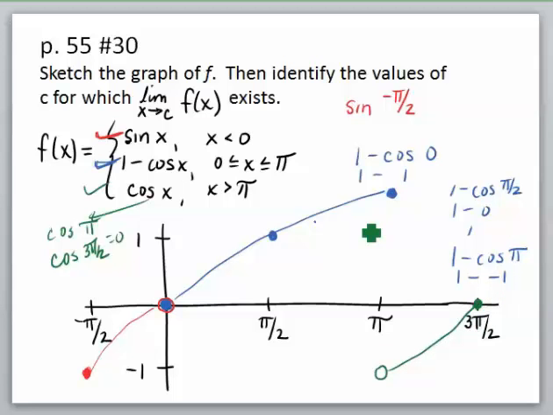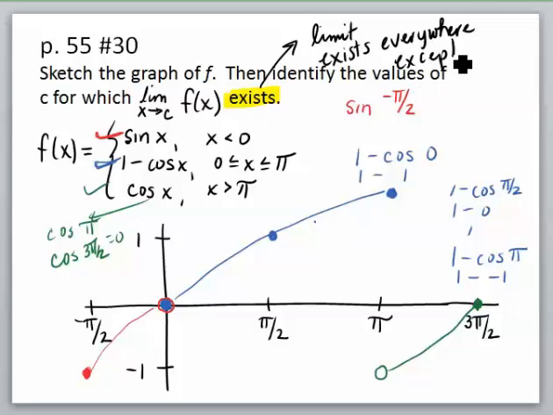Now we're supposed to identify those values of C for which the limit exists. We're talking about exists, so the easiest thing to do, and I'll write the answer right up here, is that the limit exists everywhere except one spot. From the right and from the left, it exists everywhere except here at pi, at x equals pi.